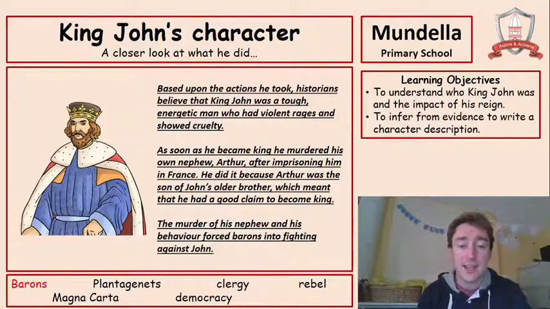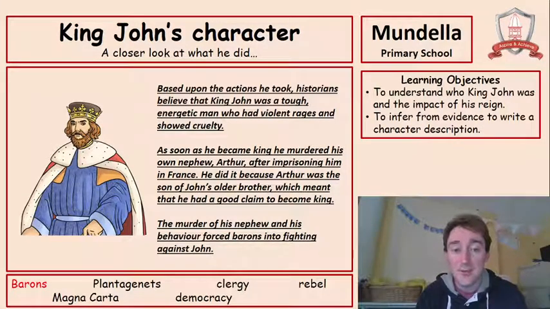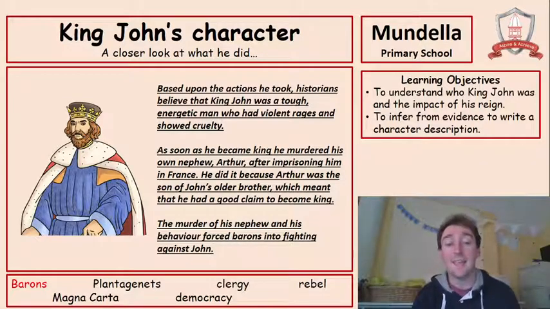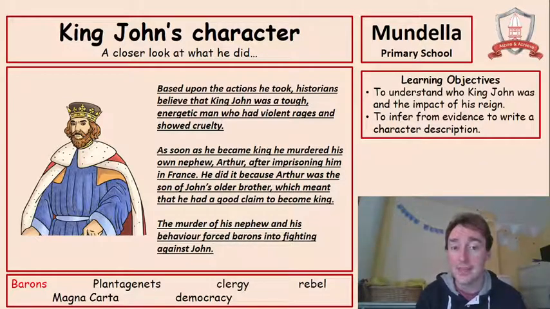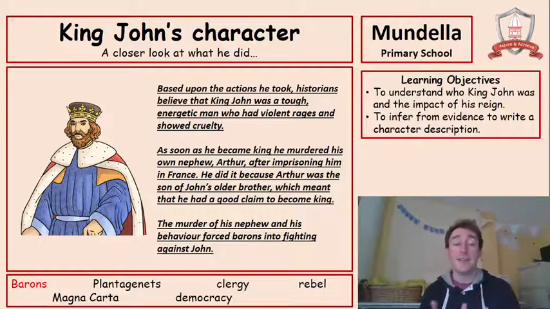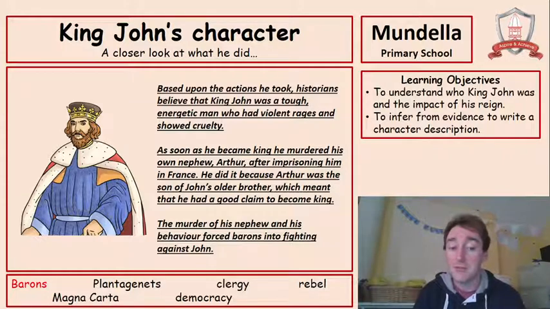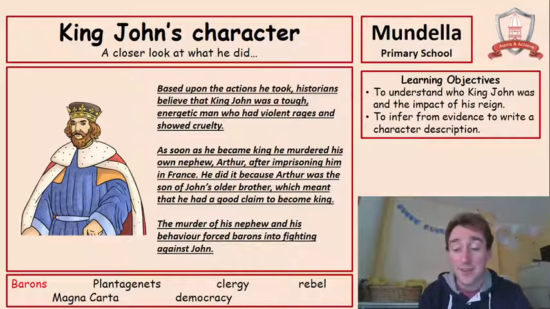He was tough and energetic, and he was violent and cruel. And in fact, it's rumoured that he murdered his own nephew as soon as he became king, because he thought that his nephew had a good claim to become king, being the son of his older brother who had died when he was younger. The murder of his nephew forced King John's barons into fighting against him as well. So there was another war.